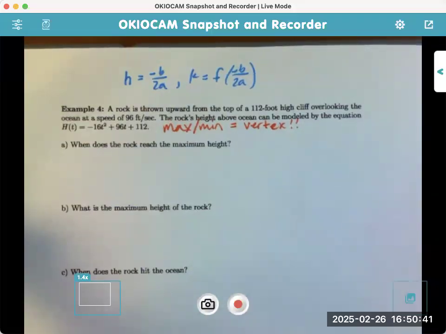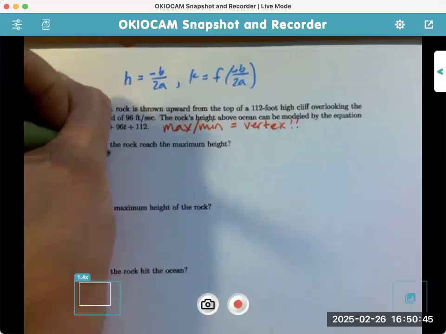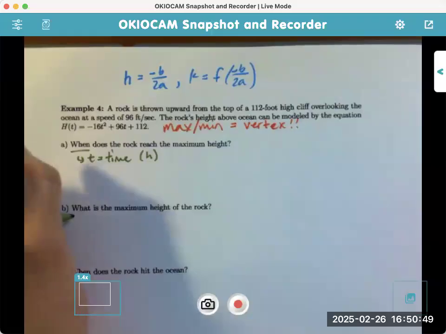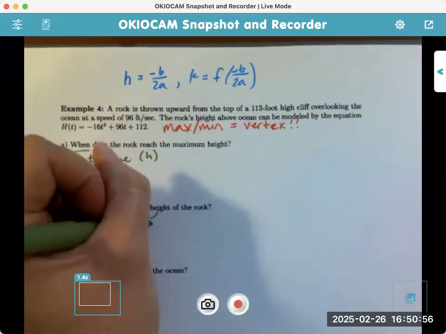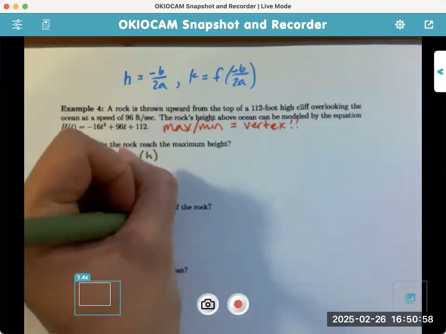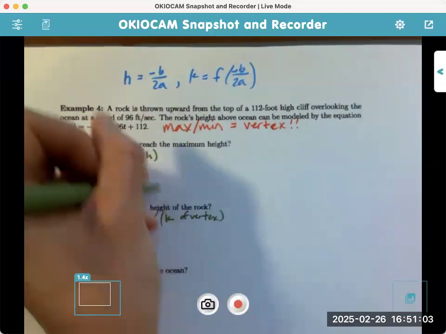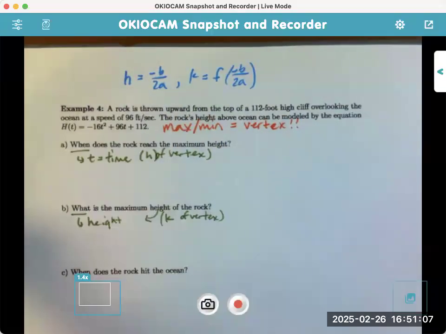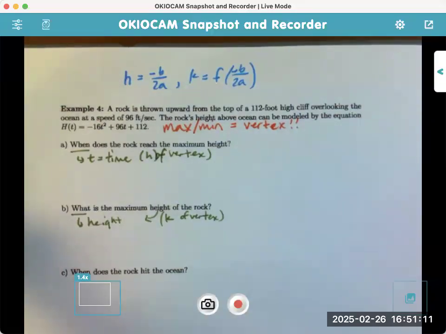Okay, so when does the rock meet max height? Well, a when, that's a t. Hopefully y'all agree, right? That's t, time. So this is the h of the vertex. What? That is the height, right? So that is the k of the vertex. I'll slap that on there too. h of vertex. If that was unclear, so sorry. h of the vertex. Okay.